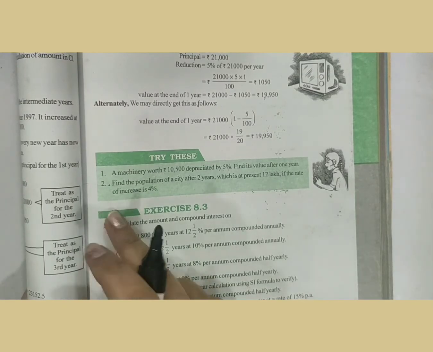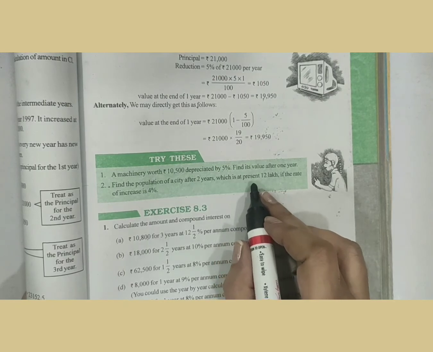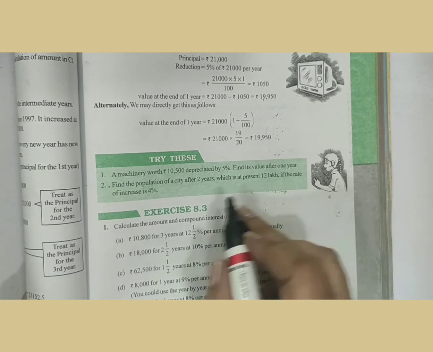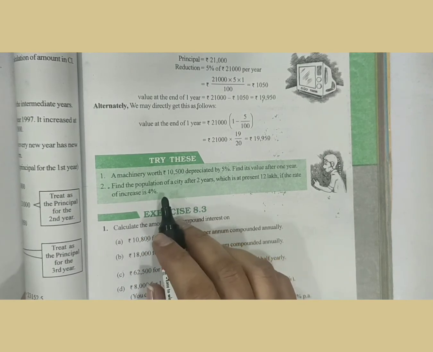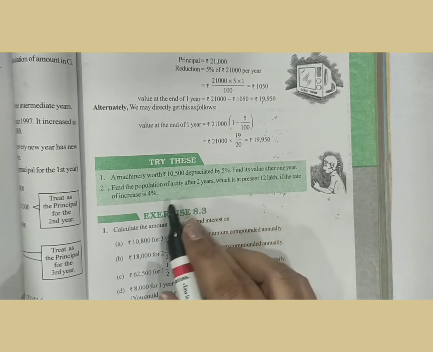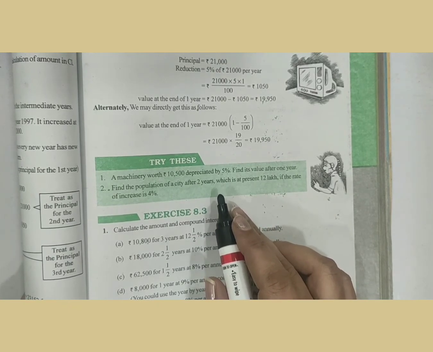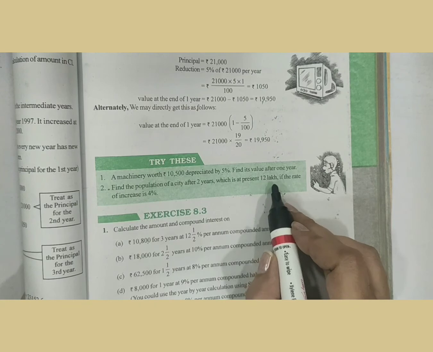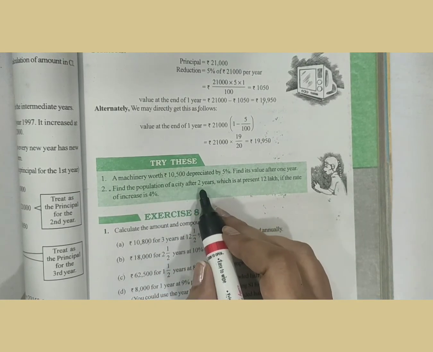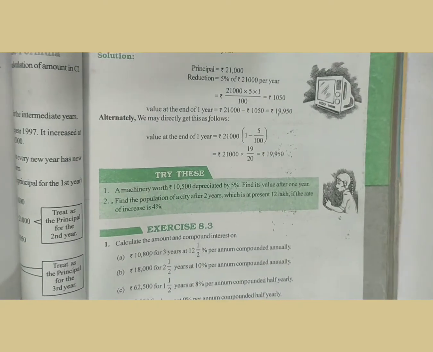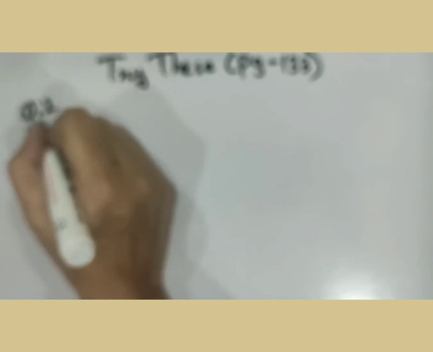Question number 2. Find the population of a city after 2 years, which is at present 12 lakh, if the rate of increase is 4%. Now here we have to find how much the population has increased after 2 years. So in this case we can use the formula of compound interest. For that my principal will be 12 lakh, rate will be 4%, and time will be 2 years. So let us start. First of all, we are going to write all the details.